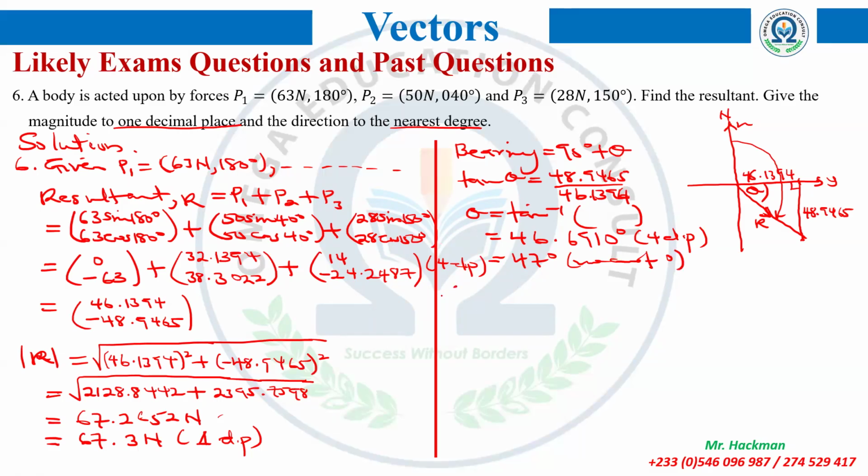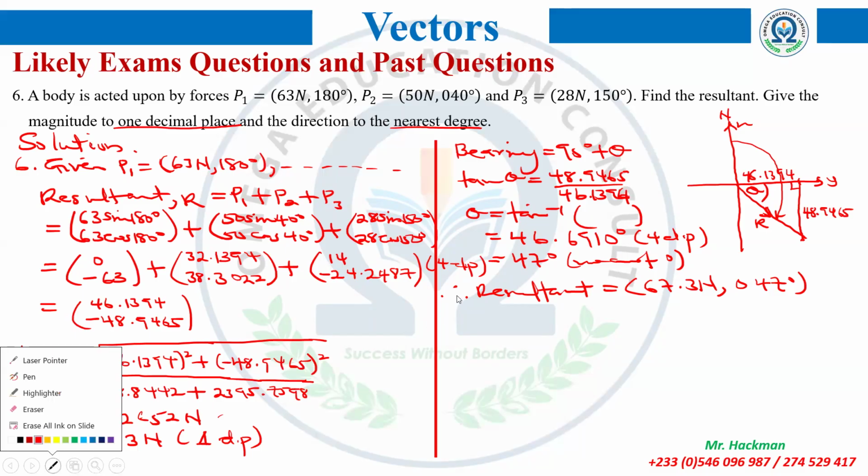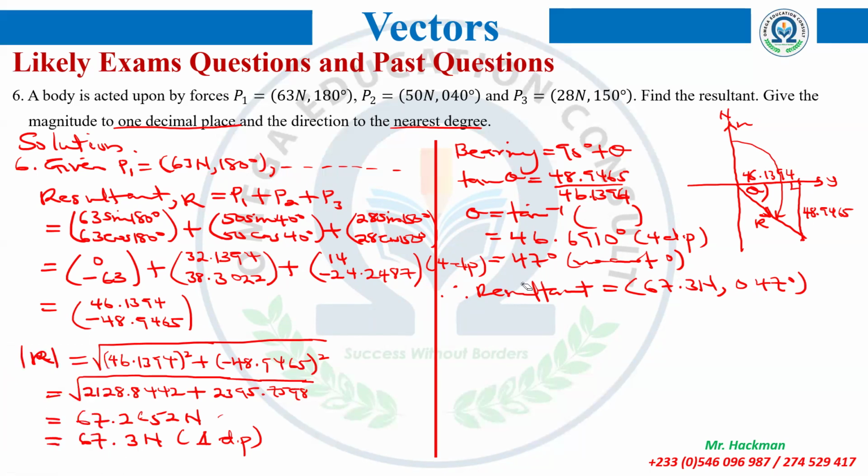So now you come and draw your conclusion. Therefore, your resultant will be equal to the magnitude, in terms of 1 dp, and that is 67.3 newtons, comma, then your bearing will be 47 degrees. The bearing angle, oh, I haven't found the bearing, so I will remedy the situation here. Theta is not the bearing, so it will rather be 90 plus 47. Is that clear? So take note, that's not the bearing.